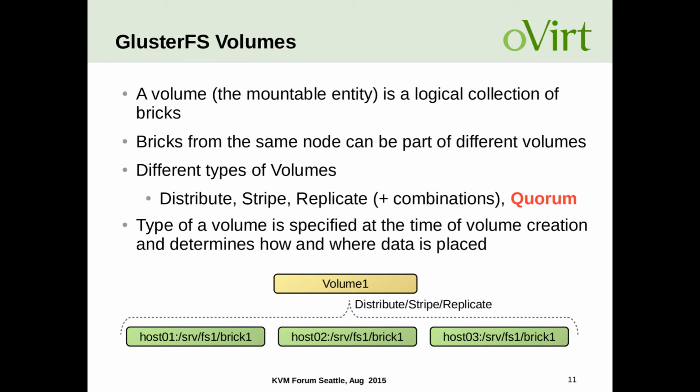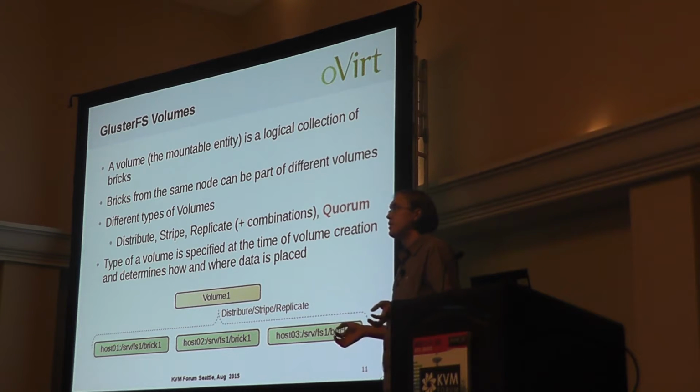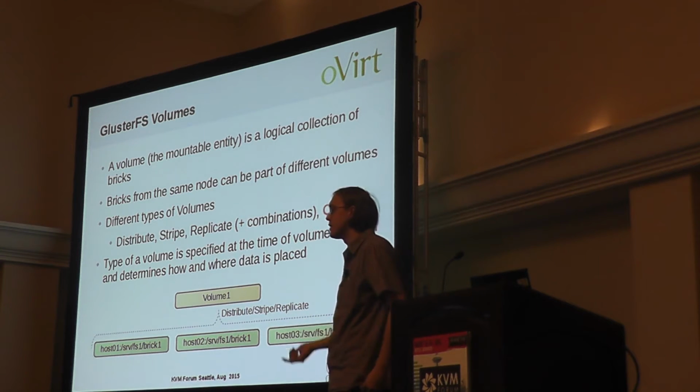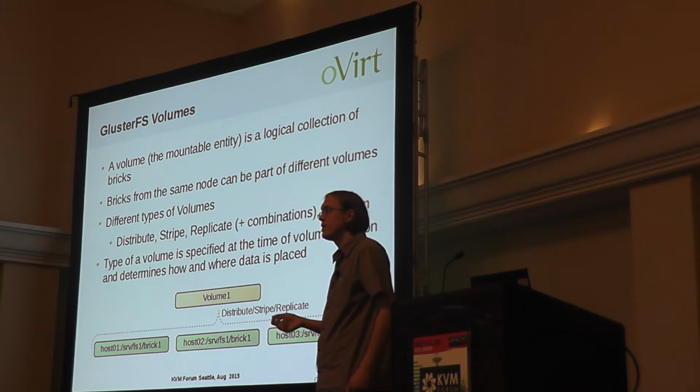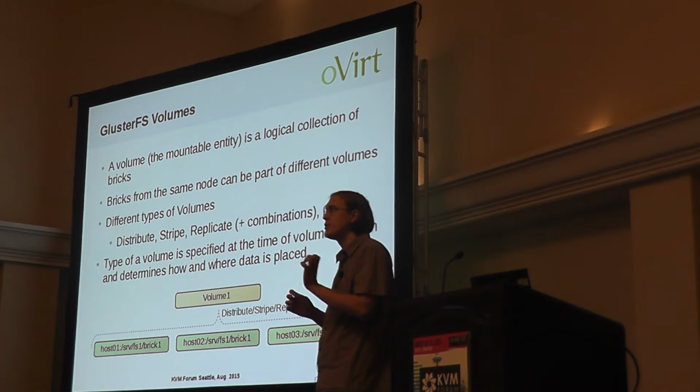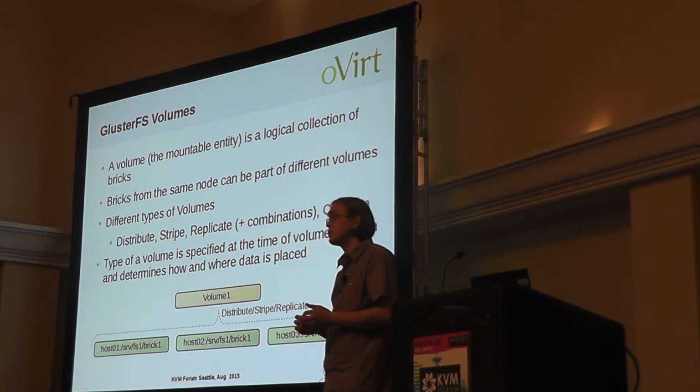Now, this is about volume. As I already said, volume is the mountable entity. It consists of a couple of bricks, and you can select the mode it operates in. So you see that bricks from the same node can be part of different volumes. That's the usual way of doing that. You can have different types of volumes: distribute, stripe, replicate, and the most important property of a volume is the quorum settings, at least for us.